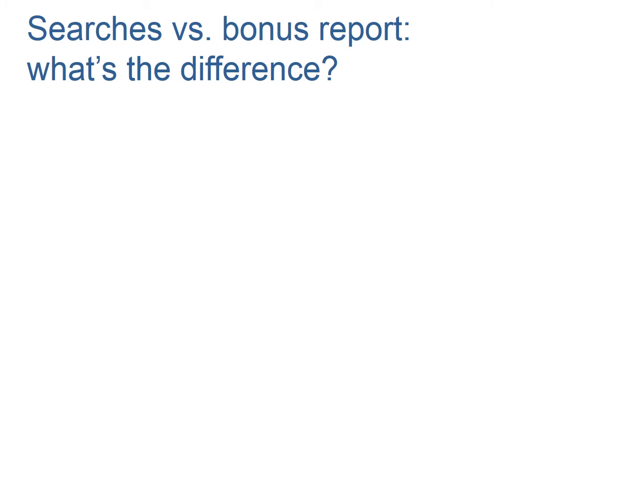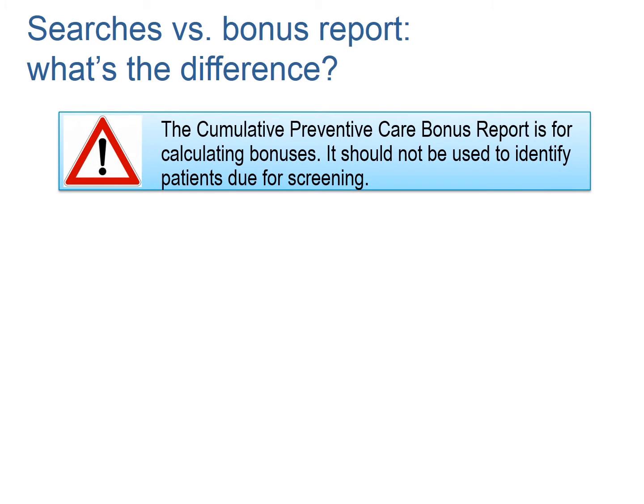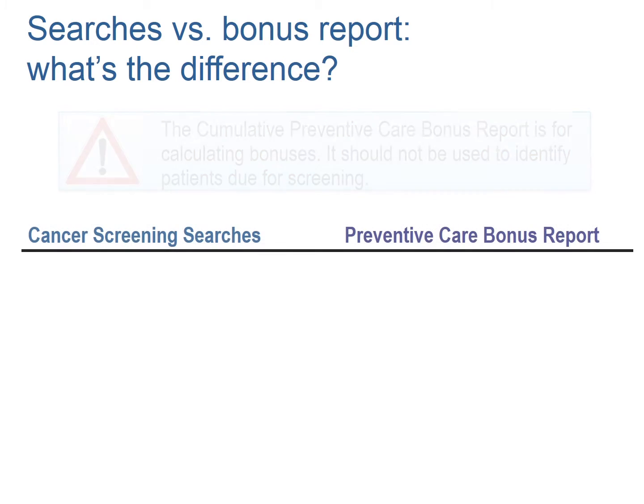Now we do want to caution you around using this tool. Because the report works similar to searches, some people think that they can just run the report instead of doing cancer screening searches on their own. However, there are some key differences between the cancer screening searches that we have recommended and the Preventive Care Bonus Report. First, all the criteria in your searches can be customized.